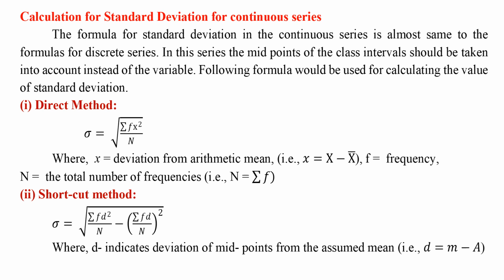1. Direct method. The formula is square root of sigma f into x square by n. x equals deviation from arithmetic mean, f equals frequency. n equals the total number of frequencies. 2. Shortcut method. The formula is mentioned here. d indicates deviation of midpoints from the assumed mean.